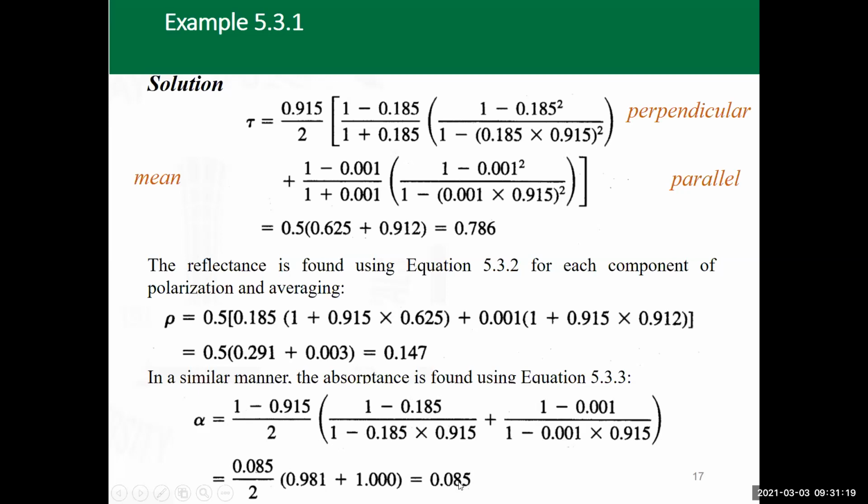So look at this glass or this type of material. It has a transmissivity or transmittance of 0.786. So 78.6% of the energy falling into it is going to be transmitted, 14.7% is going to be reflected, and 8.5% will be absorbed by the glass.